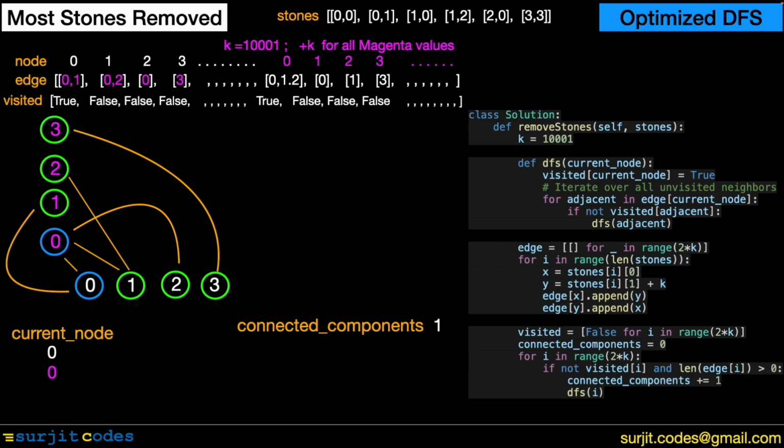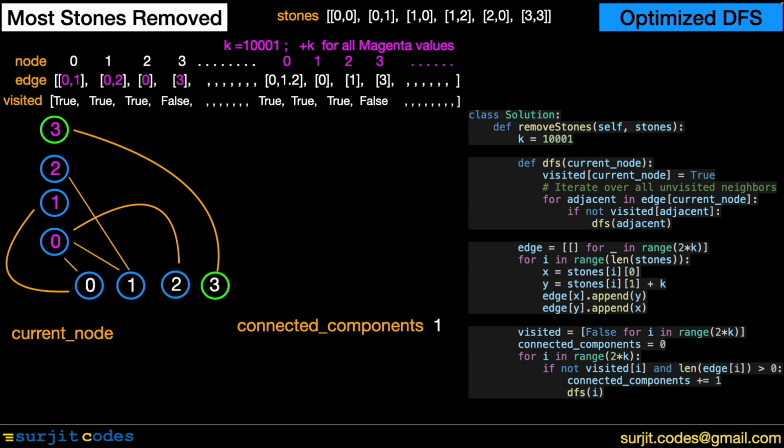Adjacent node of 0 is k. It is marked as visited. First neighbor of k is already visited. Its next neighbor is 1. This is also marked as visited. Neighbor of 1 is k plus 2. 2 DFS calls end. Next neighbor of k is 2. 2 more DFS end. Next neighbor of 0 is k plus 1.